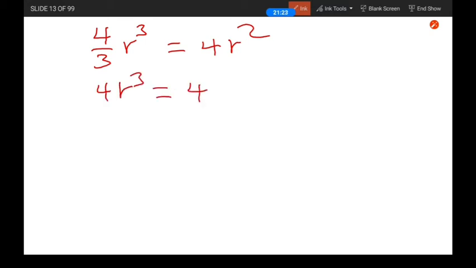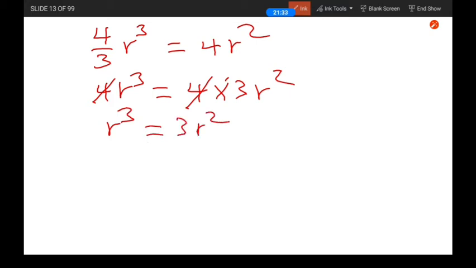Let's repeat what we have left. We have 4 over 3 r cubed, then we have 4 r squared, because pi has cancelled pi. So I'm looking for r. If I can get my r, I can get my diameter, right? Very good. So we can cross multiply. That becomes 4 r cubed equals 4 times 3 r squared. So we cancel this 4, and we have r cubed equals 3r squared.